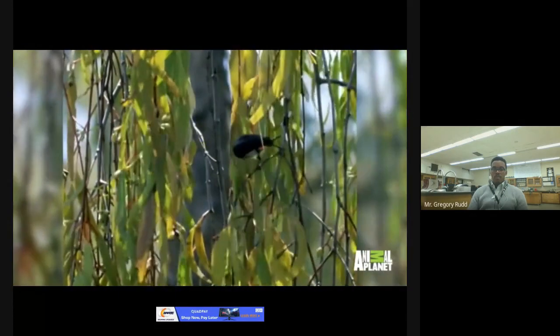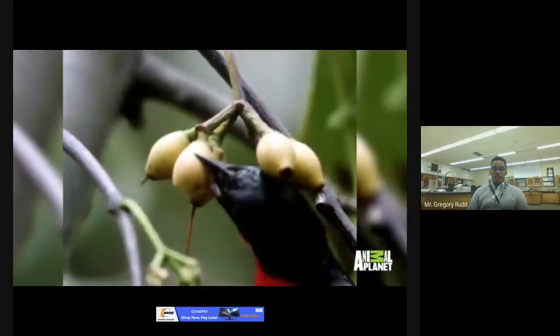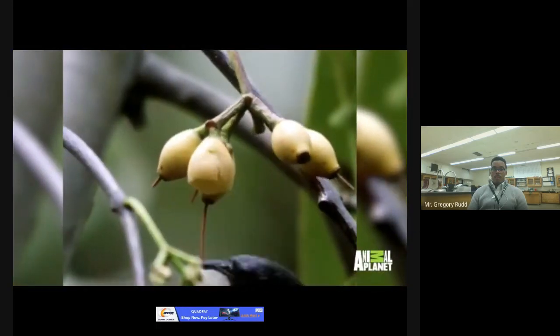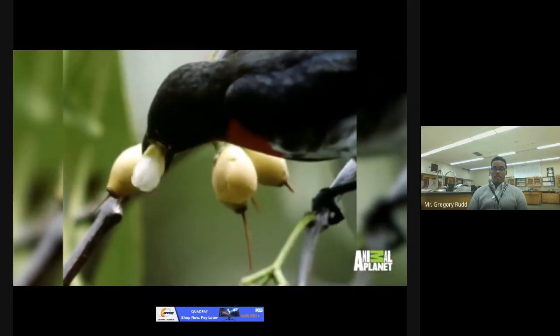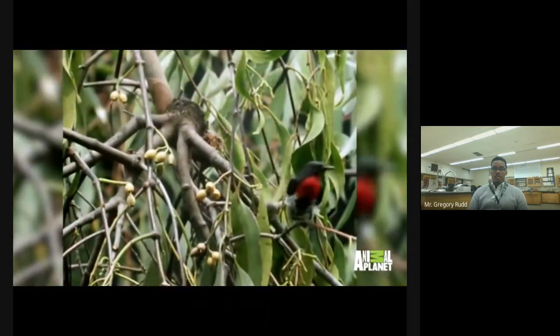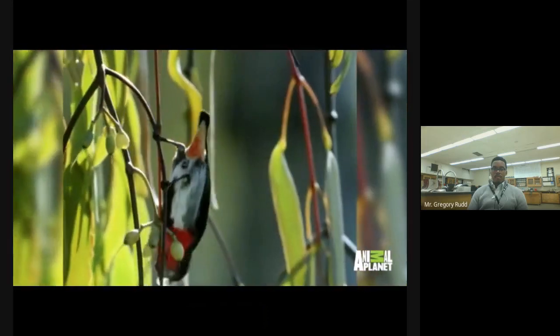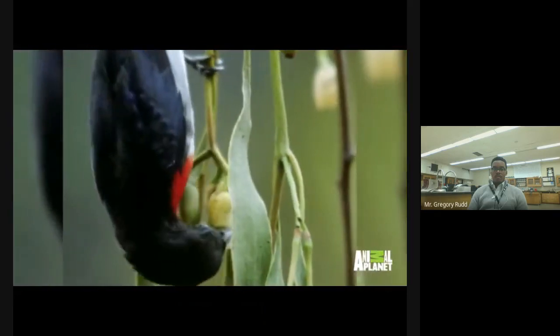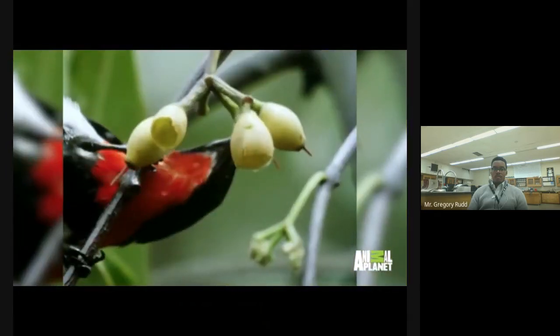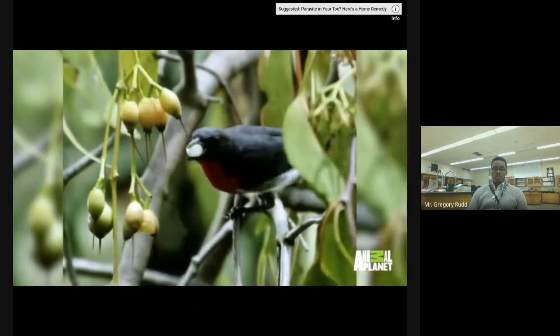The mistletoe bird. It specializes in popping open the parasite's ripe berries and swallowing the sticky contents. Thanks to the bird's modified digestive system, it only takes half an hour for the mistletoe seed to pass undamaged from beak to bottom.